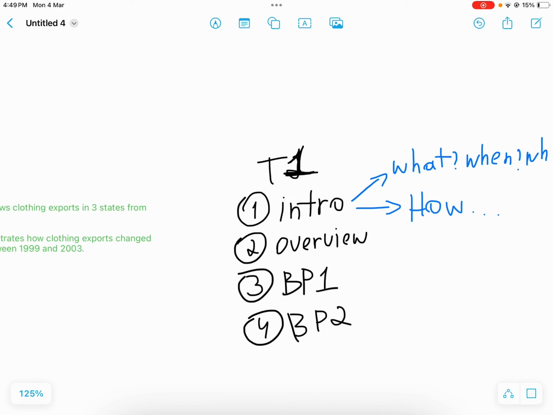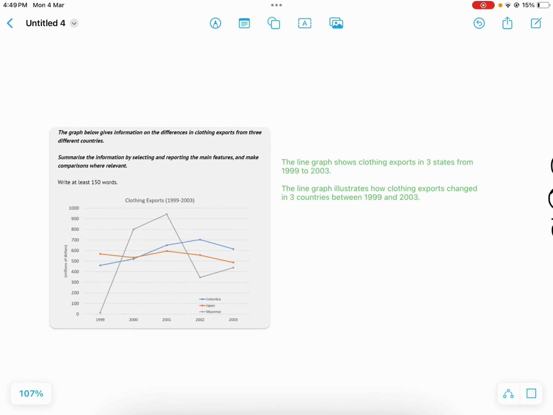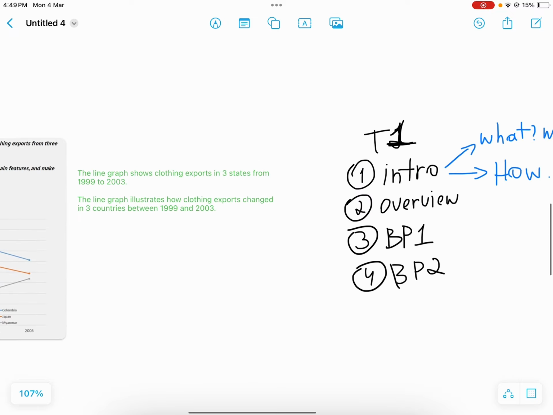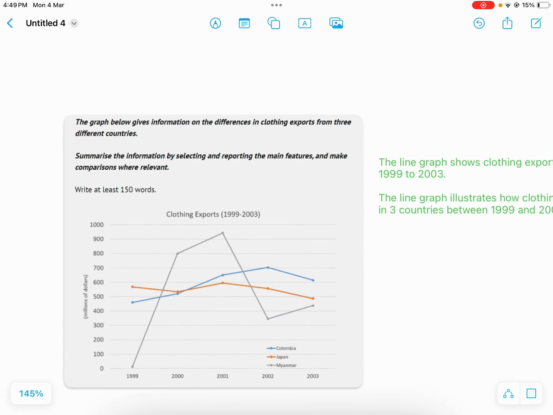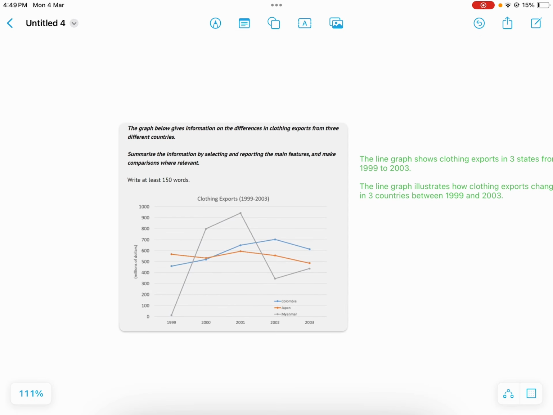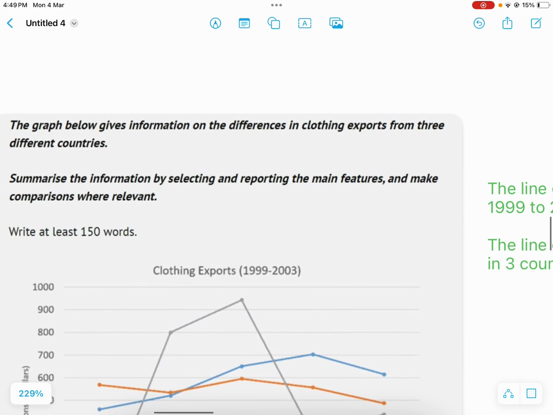So in introduction we just write what the graph is about. And for this, we just look at the graph, study the graph, and then read the task here. And then we just paraphrase this task. It says, the graph below gives information on the differences in clothing exports from 3 different countries. We just paraphrase this sentence. Paraphrase means to change words, but to write the same meaning, but with other words, different words.